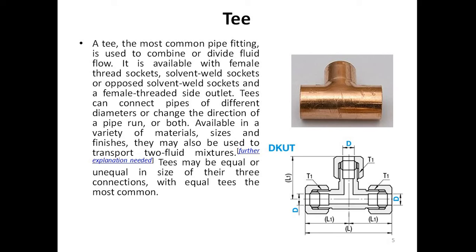It is available in various materials, various sizes, 1 inch, half inch, 1/4 inch, 3/4 inch, and various finishes, and it is mostly used to transport fluid mixtures. Two fluid mixtures are transferred with the help of a tee. A tee may be equal or unequal in size of their three connections. The three sizes may be the same or different, depending on the application. Tees with equal size are most common and are mostly used in pipe fittings.